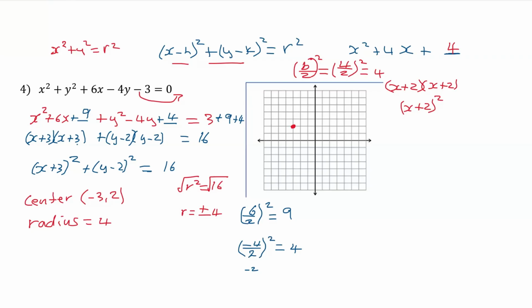And now we just count from the center. Count 4 units. If you go to the right 4 units, 1, 2, 3, 4, that brings you here. Go up 4 units, 1, 2, 3, 4, that brings you here. Go down 4 units, 1, 2, 3, 4, that brings you here. Go to the left 4 units, 1, 2, 3, 4, that brings you here. So you have the 4 points, draw a circle through them, and you are done.